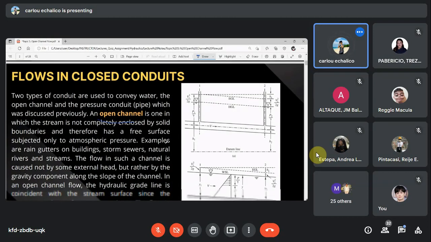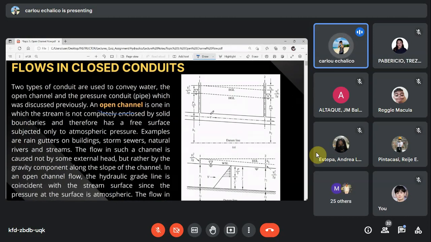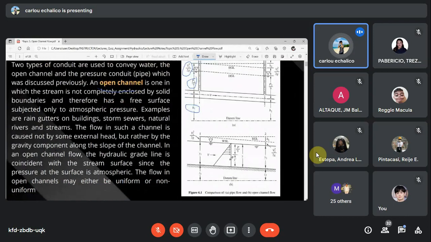atmospheric pressure. So, as you can remember, sa closed conduits, if we are going to draw the energy grade line, we have to consider the elevation head, the pressure head, and also the velocity head. So, when it comes to open channel, natay free surface. The free surface is exposed sa atmosphere. So, in that case, wala na tay pressure head. So, the only present potential energy is the elevation head.